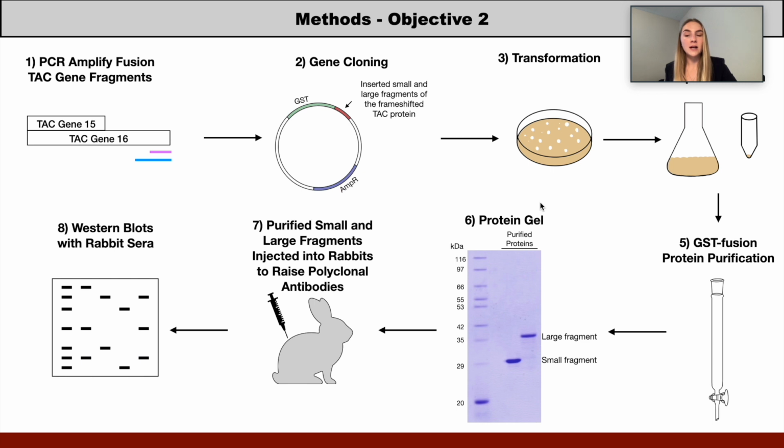In order to do this, we amplified two fragments of the C-terminus of the frameshifted protein. We had a small fragment, which is 100 nucleotides, as well as a larger fragment of 300 nucleotides. We then cloned them the same way, tagged them with GST, transformed them into bacteria, induced them and collected samples, and then purified these samples via affinity chromatography. Once we eluted the protein, we ran a protein gel and stained it with Coomassie so that we could visualize the two fragments. We then injected these fragments into rabbits to raise the polyclonal antibodies. The small fragment injections occurred twice, while the large fragment injections occurred 3 times, and each injection occurred 4 weeks apart. Once we collected the sera, we were able to test it on our Western blots.